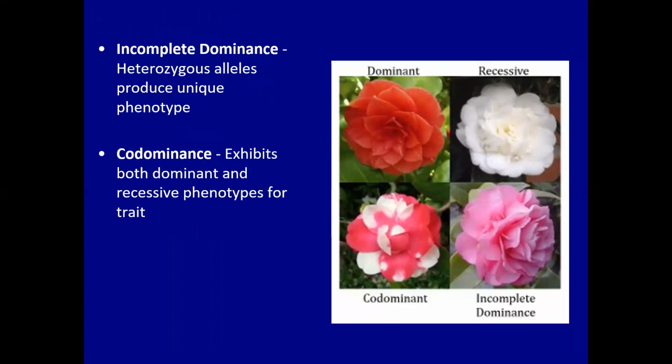So if we're dealing with different forms of dominance, we can have incomplete dominance. With incomplete dominance, heterozygous alleles produce a unique phenotype. Incomplete means that if you cross a red flower with a white flower, you get a pink flower. Codominance means you get both the recessive and the dominant phenotypes expressed.